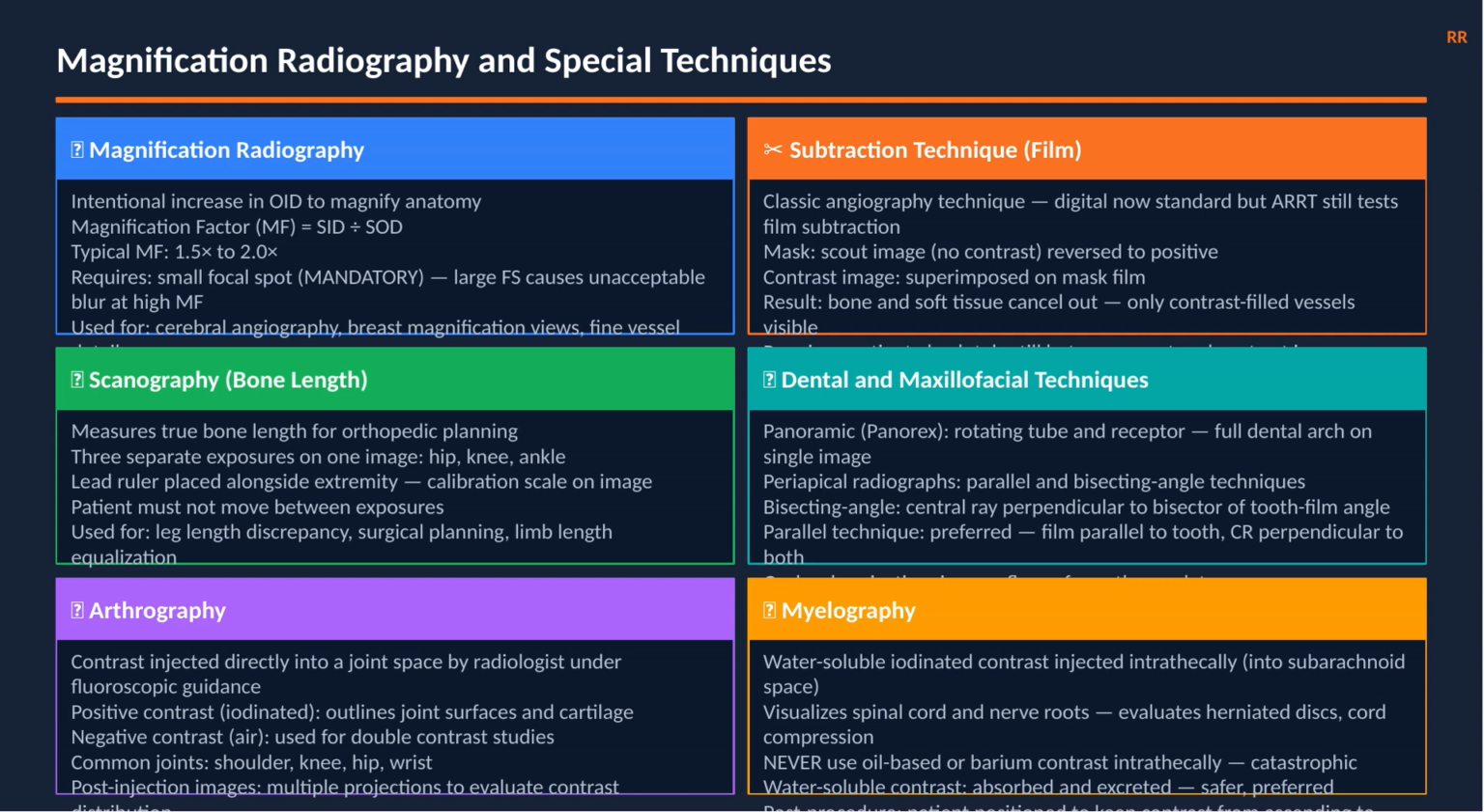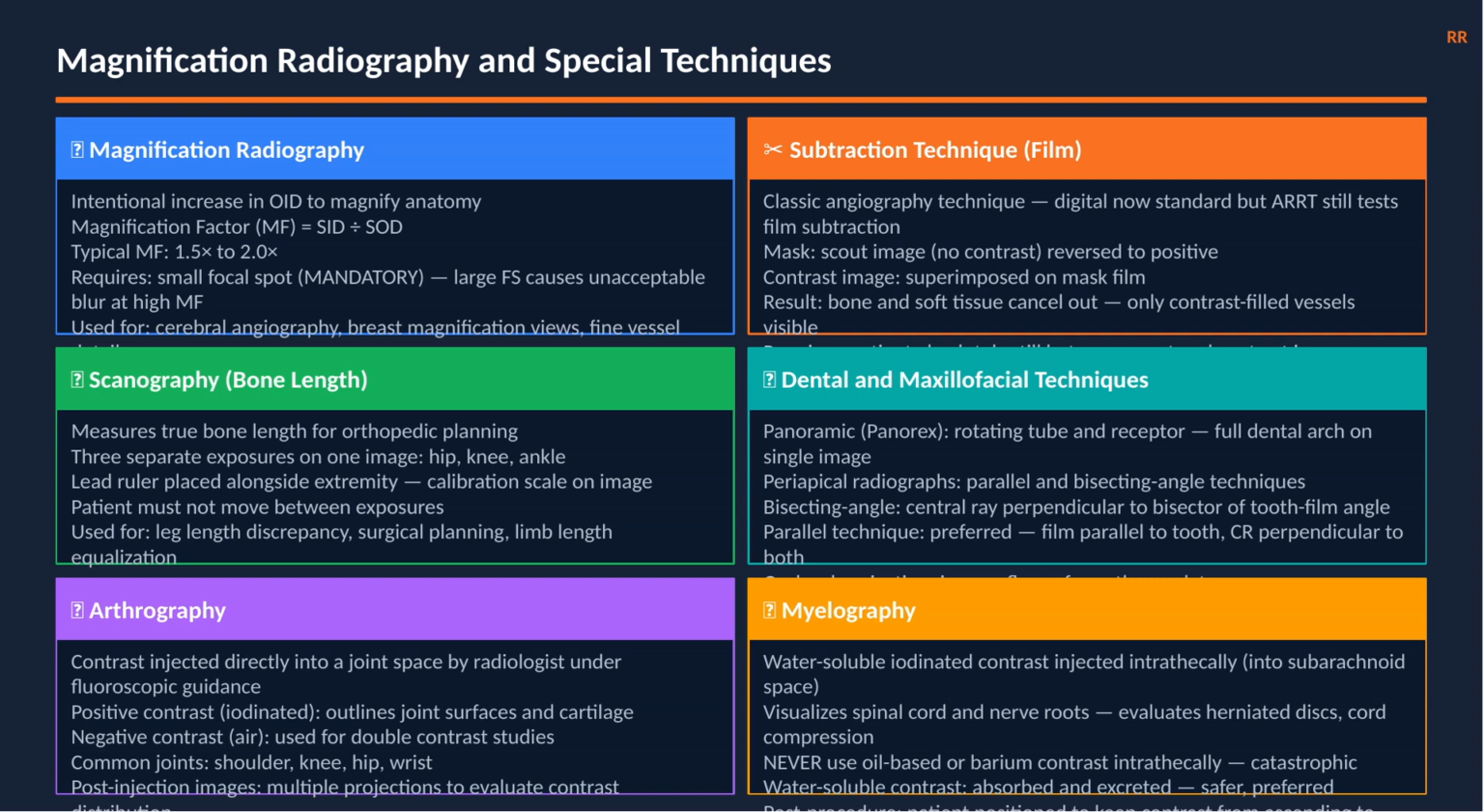Arthrography. Contrast injected directly into a joint by the radiologist under fluoroscopic guidance. Common joints, shoulder, knee, hip, and wrist. Positive contrast, negative contrast, or double contrast.